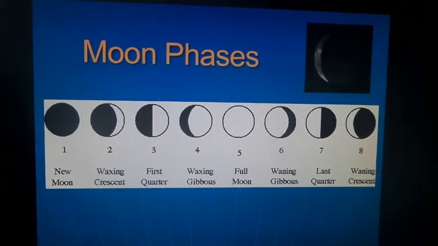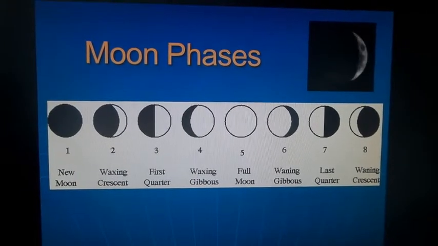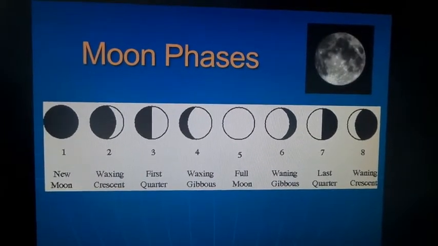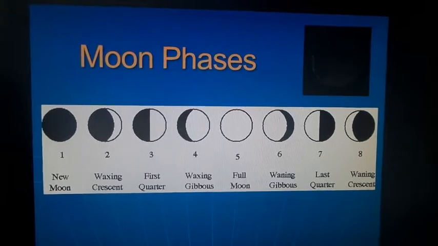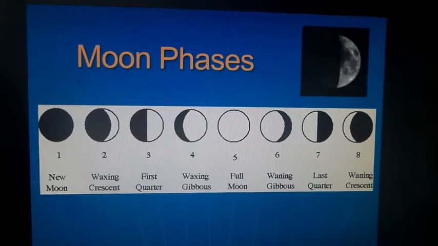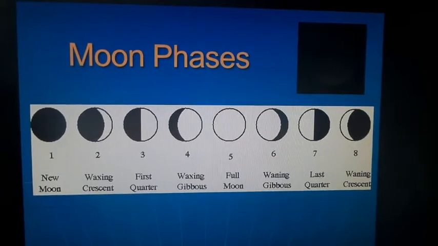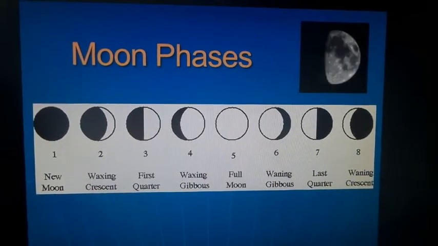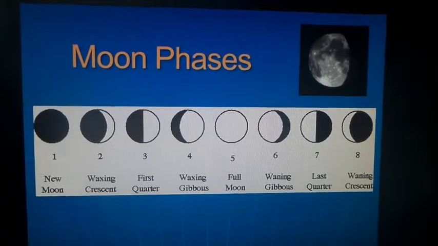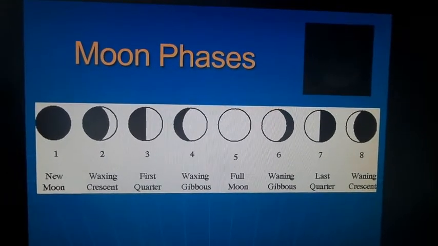Phases are the different shapes the moon appears to have. These phases change daily and are caused by the Earth's shadow. As the moon revolves around the Earth, the shadow blocks all or some of the sunlight from the moon, which causes the different shapes. Waxing is when the moon is getting bigger, and waning is when the moon is getting smaller.